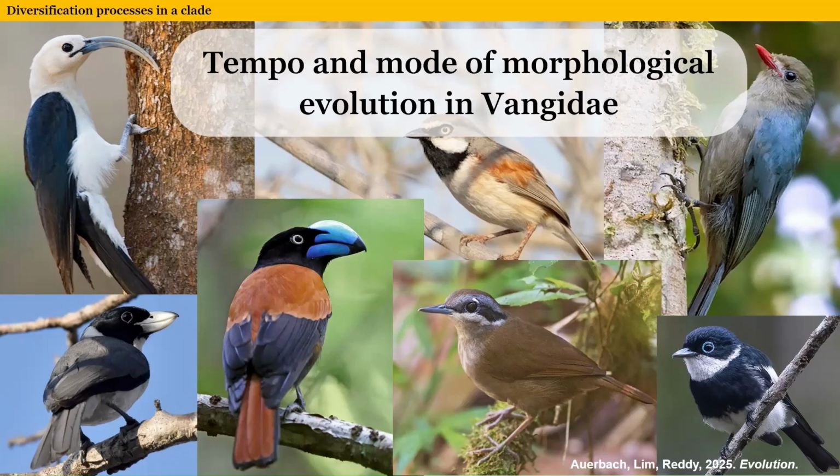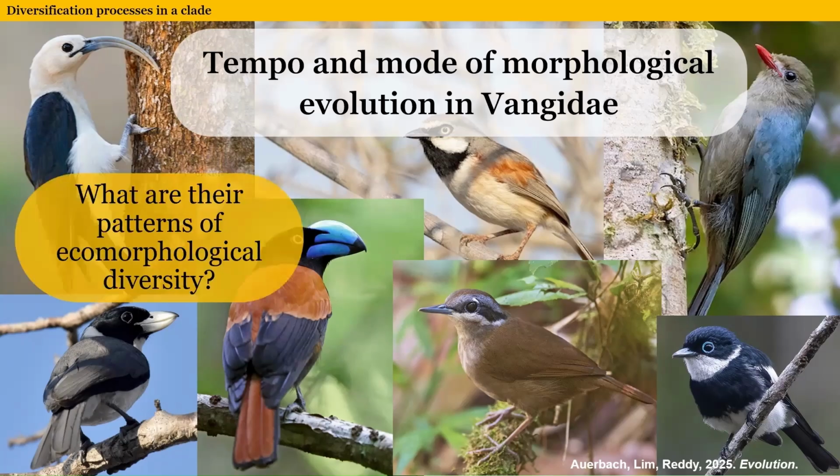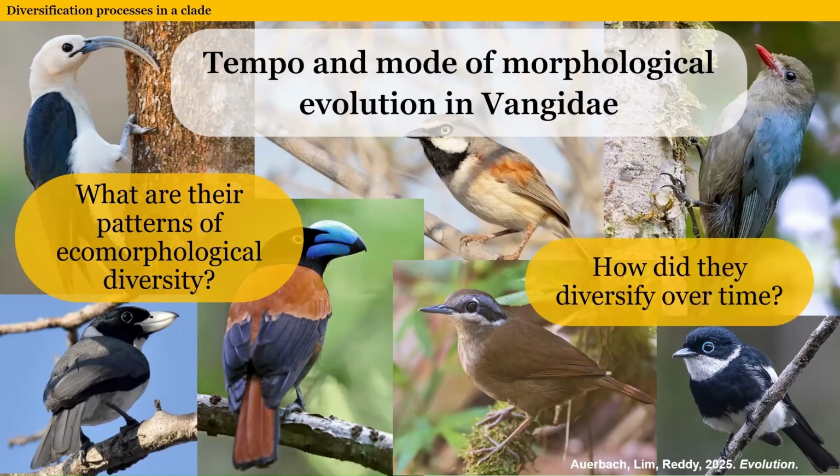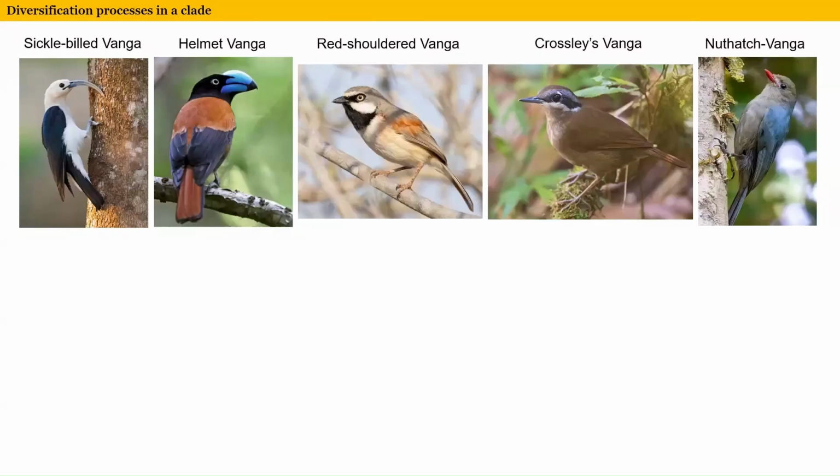And I studied this in Vangas, which are the biggest, most diverse, most impressive radiation of birds in Madagascar. The big picture questions I was asking here are, one, what are their patterns of ecomorphological diversity, in terms of how morphologically diverse are they? What are their patterns of diversity? What can that tell us? And then the tempo part in the title: how has morphological diversity accumulated over time? This was published last year in Evolution.